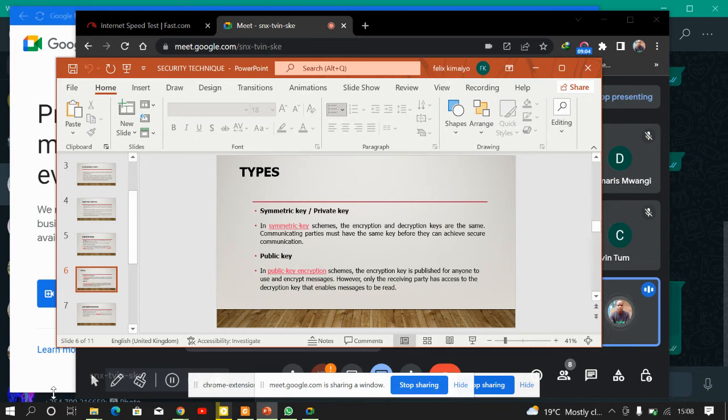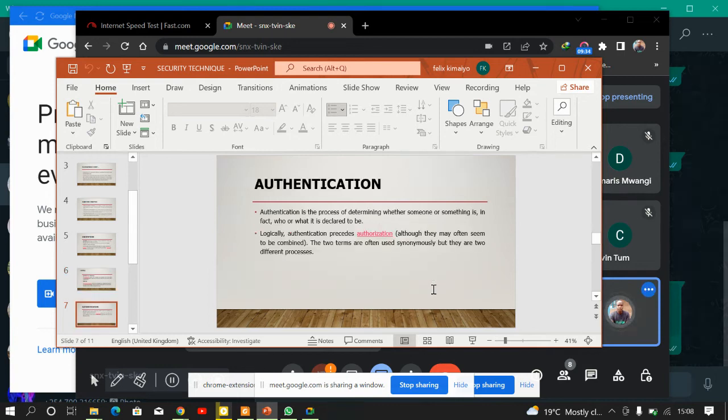Okay. The next one is the public key encryption scheme. The encryption key is published for anyone to use to encrypt the message. However, only the receiving party has access to the decryption key that enables the message to be read. That means that everybody sending a message uses the same key, but on decoding, each receiver is different, meaning you can decode a message for a different person.